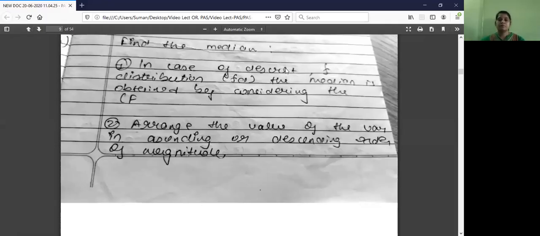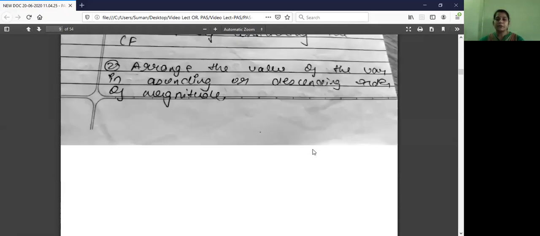Hello everyone. So, find the median. Number one, in case of discrete frequency distribution, the median is obtained by considering the CF, that means cumulative frequency. Second point is arrange the values of the variable in ascending or descending order of magnitude.